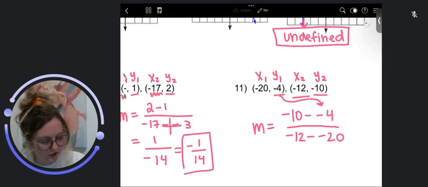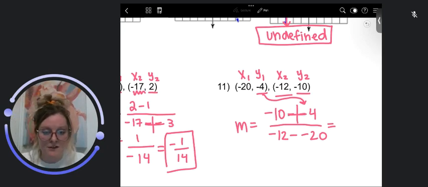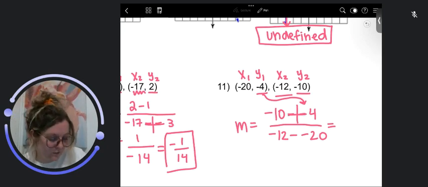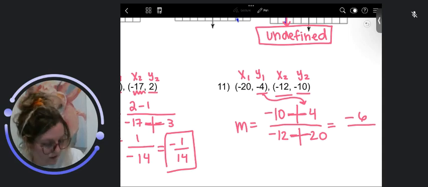I'm going to clean up the top. Two negatives make a big positive. Negative 10 plus 4 is a negative 6. On the bottom, again, two negatives make a big positive. So negative 12 plus 20 is a positive 8.